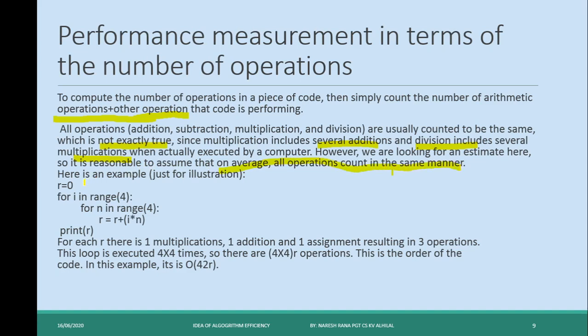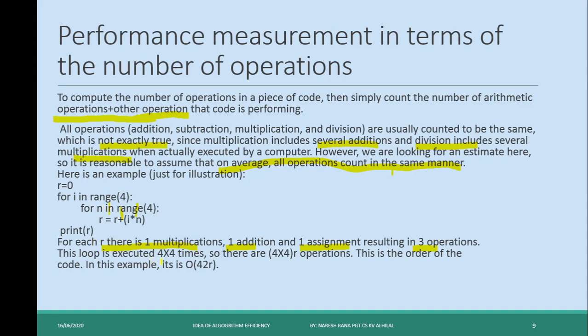Here is an example. r is equal to 0, we are assigning a value, initializing r equal to 0. For i in range 4, for n in range 4, r is equal to r plus i into n, print r. For each r there is one multiplication, one addition, and one assignment. The result is 3 operations. You can say this is one multiplication, second addition, and third is assignment.